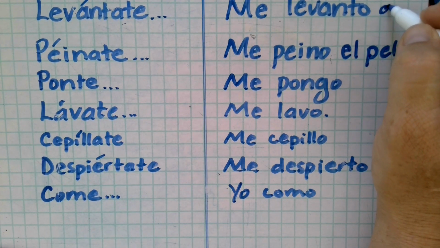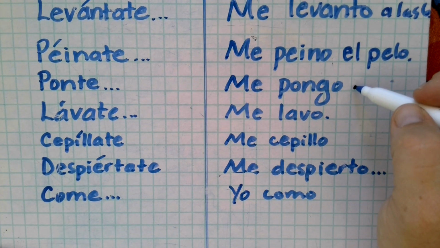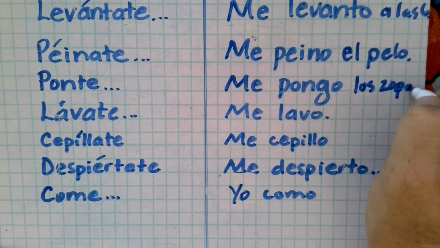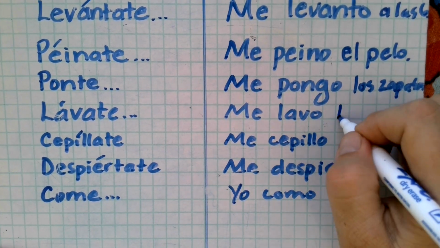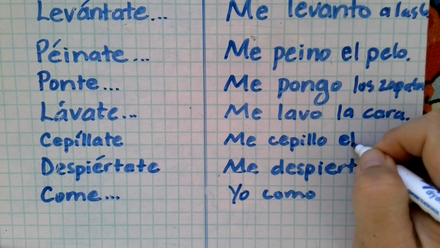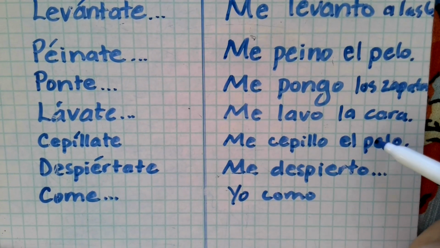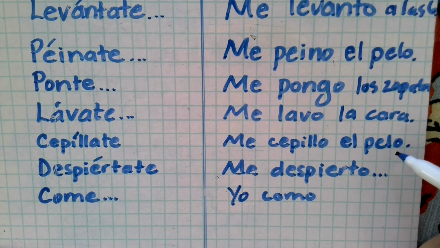Me levanto. You might say what time? A las 6. Me pongo, again, you're not going to say my shoes. You would say, me pongo los zapatos. Okay. Me lavo la cara. Me cepillo el pelo. And if we translate it word for word, you notice it sounds a little funny, like I brush the hair. So it's a different verb structure with that reflexive verb.